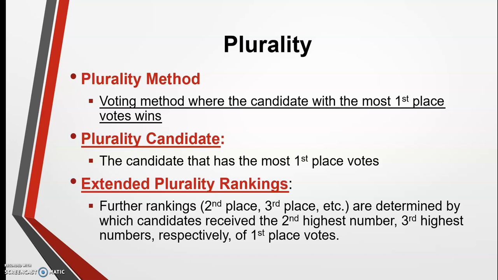If we want to give extended plurality rankings, so we want to know more than just first place, we want to know second place, third place, etc., then you determine that by the next highest number of first place votes. So whoever receives the most first place votes takes first place. Whoever receives the second most first place votes gets second place, and so forth and so on.